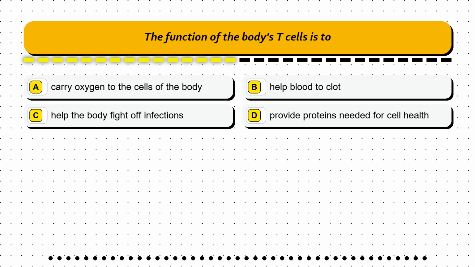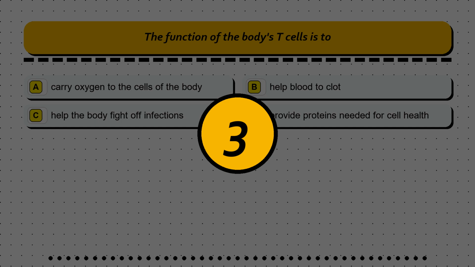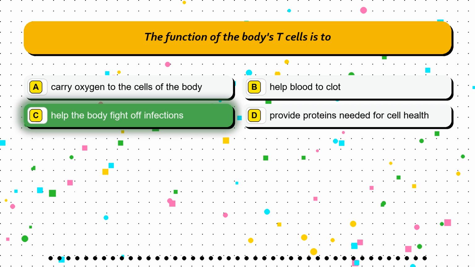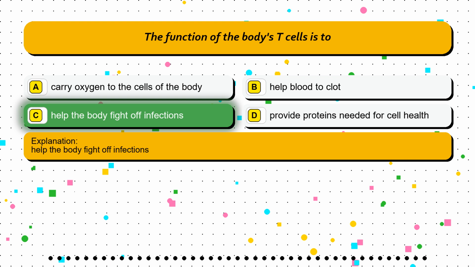the body. Option B, help blood to clot. Option C, help the body fight off infections. Option D, provide proteins needed for cell health. The correct answer is option C, help the body fight off infections.